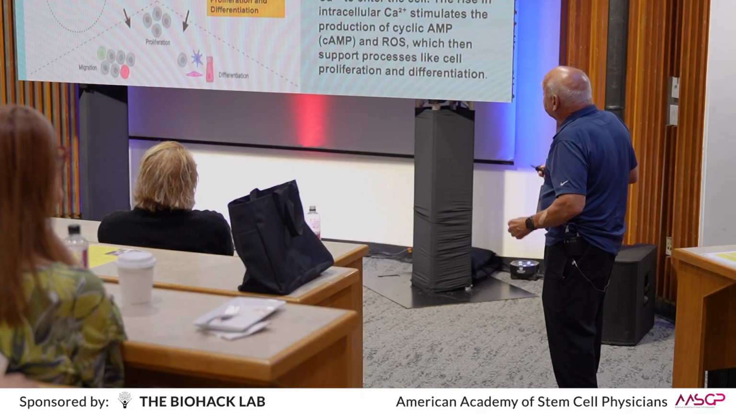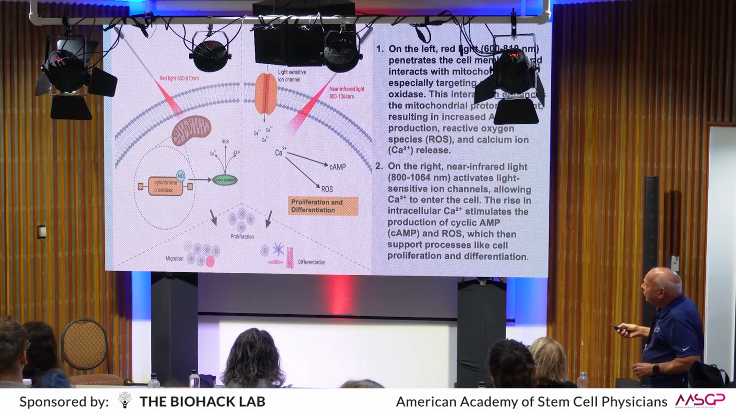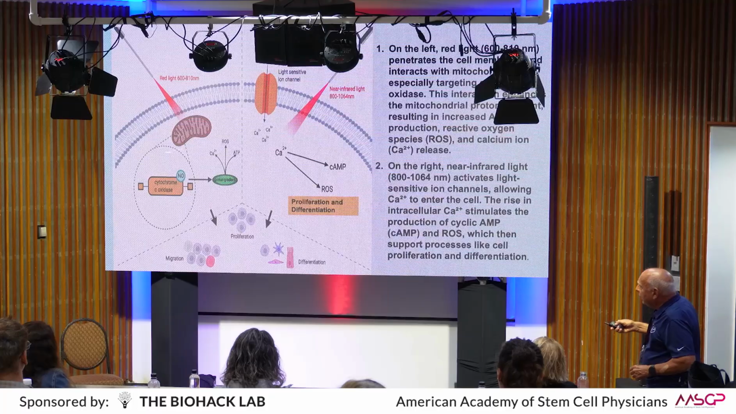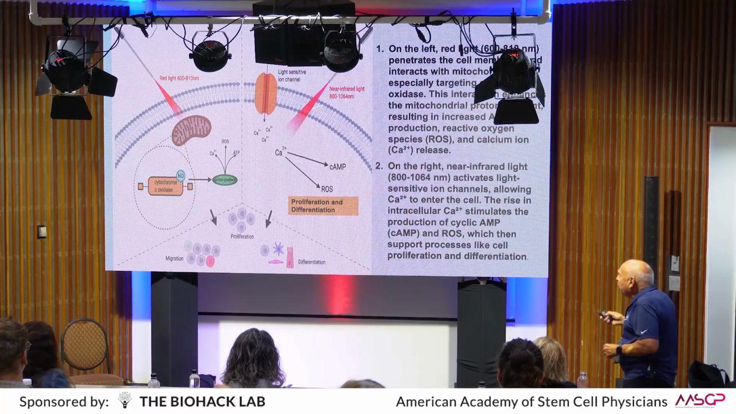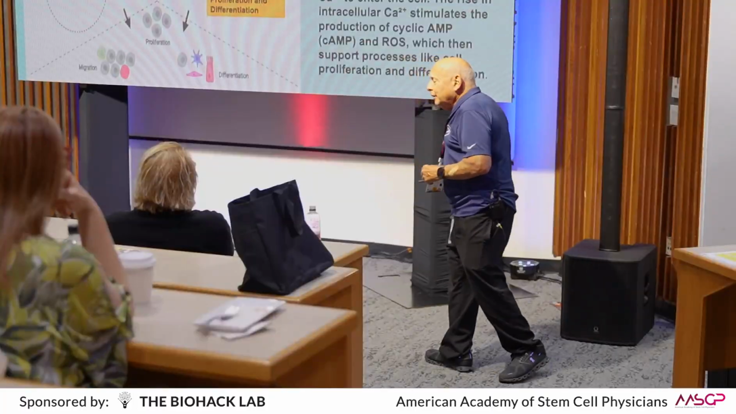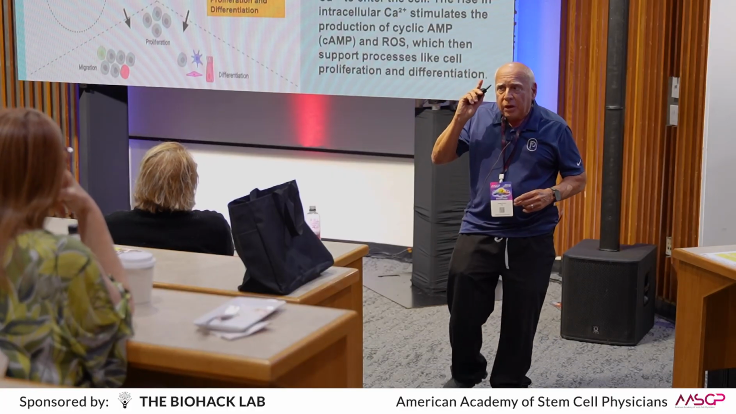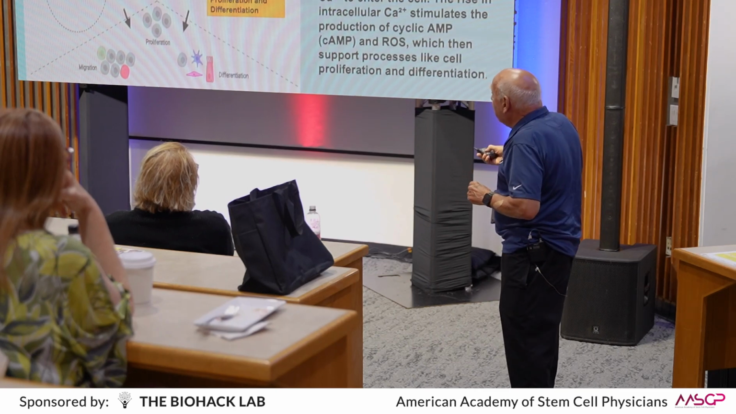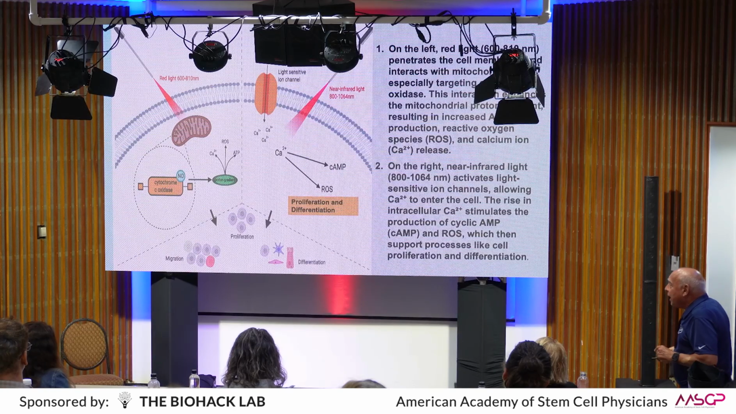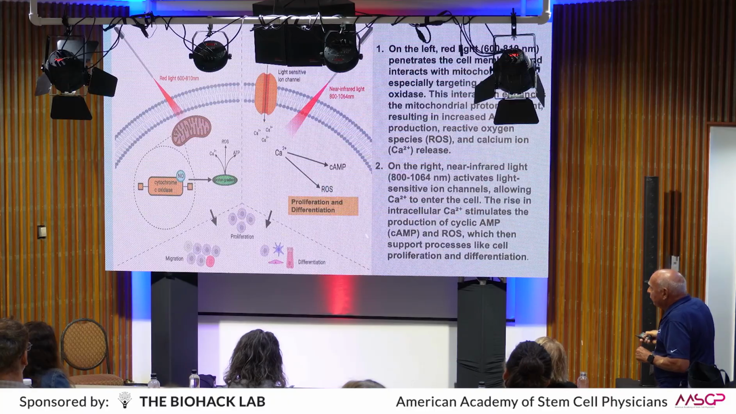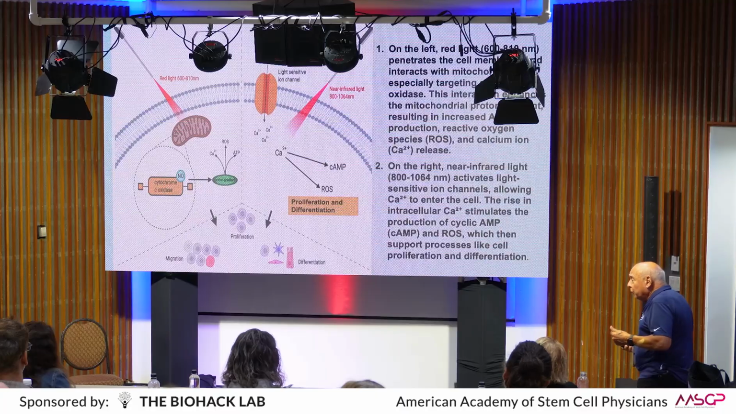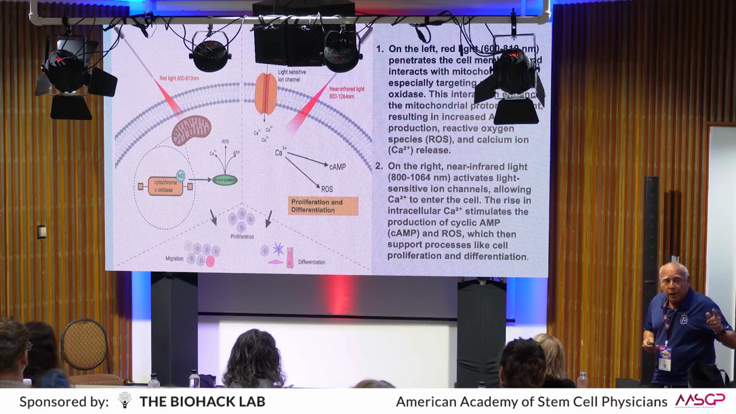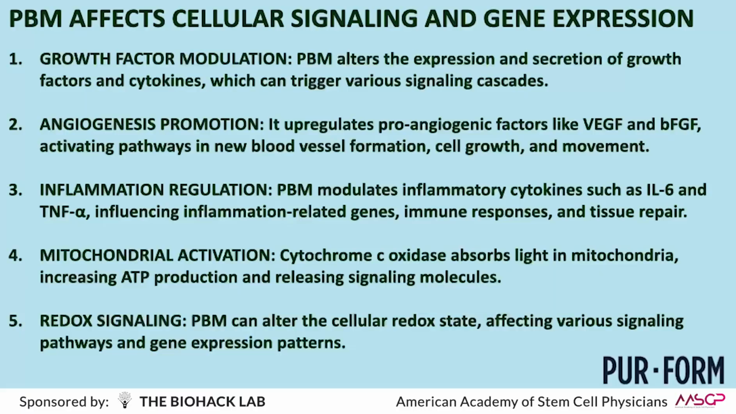All right, so let's take a look at some red light. Red light in the 600 range, well, what does it do? Well, we know cytochrome C oxidase. But when you're using infrared, 800 to 1064, it affects the cell membrane. Remember, the eyes and ears of the cell. It lets things in and out. But what does it do? It affects calcium signaling, which then affects cyclic AMP, reactive oxygen species. So this can help with differentiation and proliferation, something we really want to do when we're doing cell therapies. So that's the importance there. So that's why you want to use both infrared and red light if you're doing some cell therapies, okay?